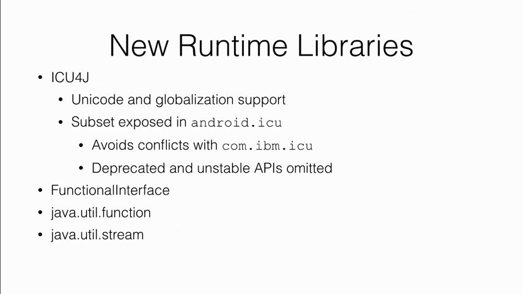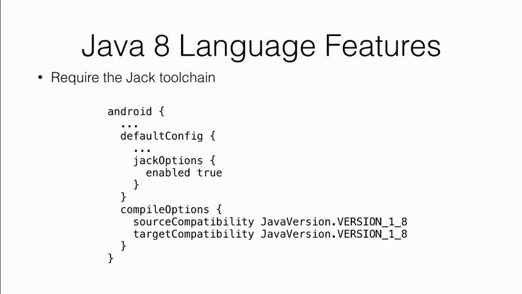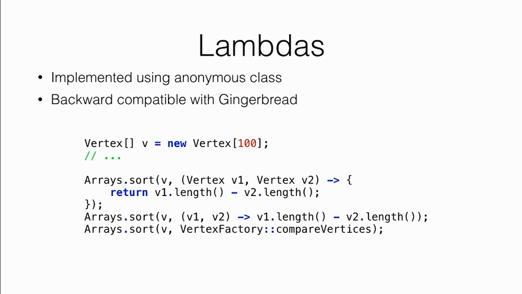We also added some new java.util packages. So there's java.util.function that contains classes and APIs that are useful for functional style programming, like predicates. We also have the new streaming API that is extremely useful when you combine it with some of the new language features. So if you want to use some of the new Java 8 programming language features, you have to change your Gradle build file to switch to the new Jack compiler. You also have to say that you want source and binary compatibility with the 1.8 version of the programming language. And when you do that, you have access to lambdas, for instance.